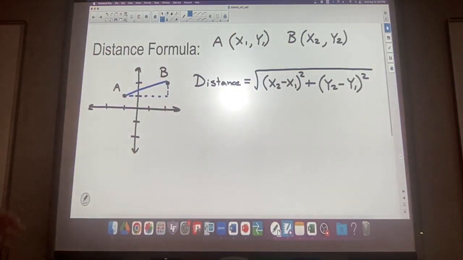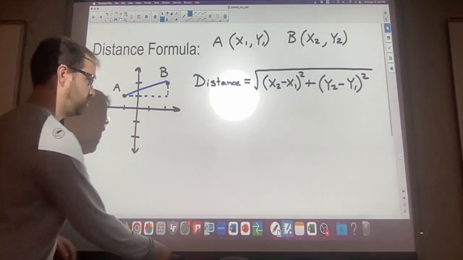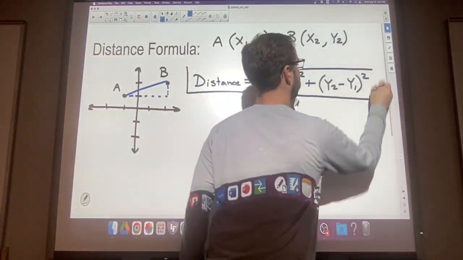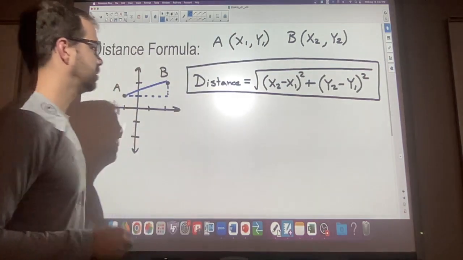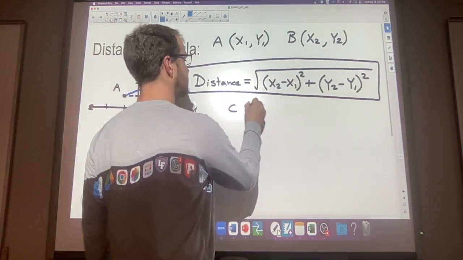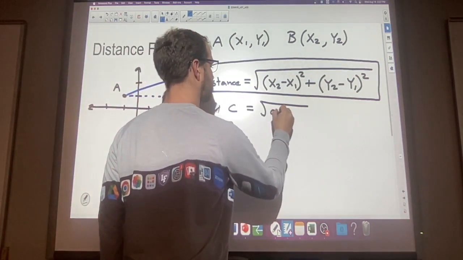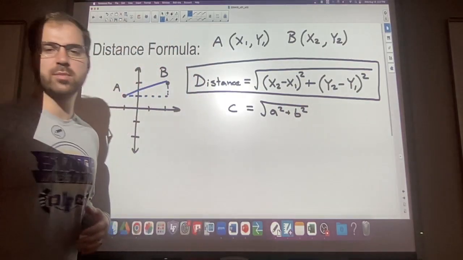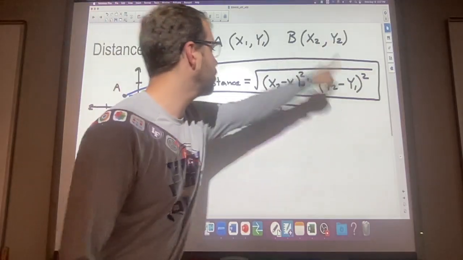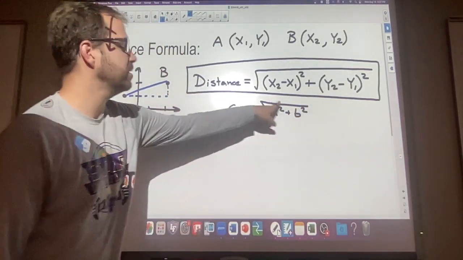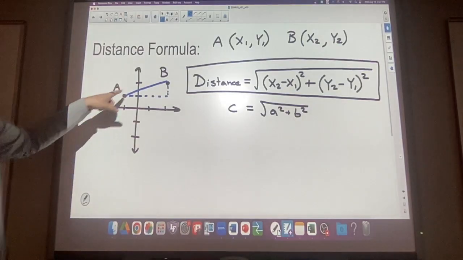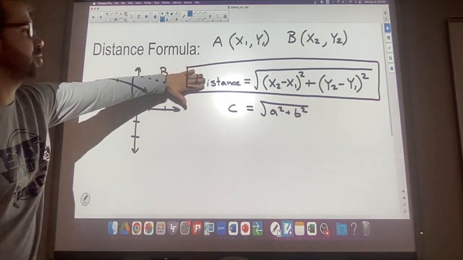It's the same thing as the Pythagorean theorem. I'll just write it next to it so you can see the similarity. And by the way, this is the formula, so write that down. But because we're on a coordinate plane, we need to use the coordinates and subtract them to figure out these distances. All right, so let's figure out this one right here, and this is the formula we're going to use.